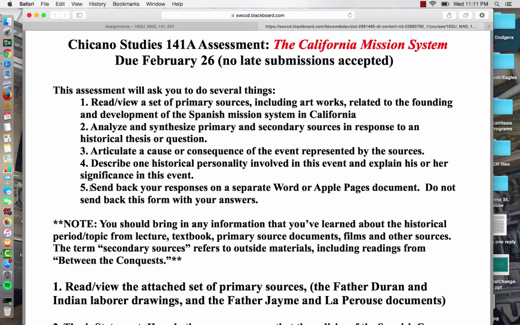But when Dr. King gives a speech in 1963, it's coming from him directly. That's called a primary source.